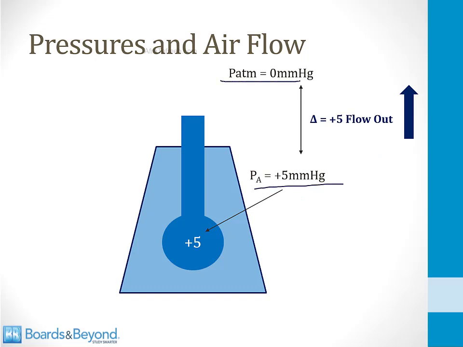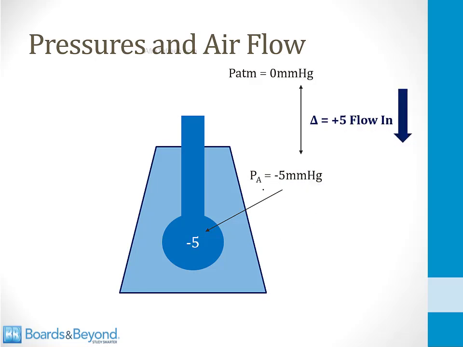We still have a pressure of 0 in the atmosphere, so now we have a delta of +5, and air is always going to flow from a high pressure to a low pressure, so this means we're going to get flow out of the lungs. As we'll talk about in a minute, this is what happens in many points in the respiratory cycle. The alveolar pressure becomes positive, and that drives air out of the lungs.